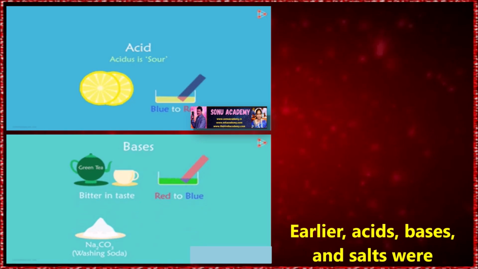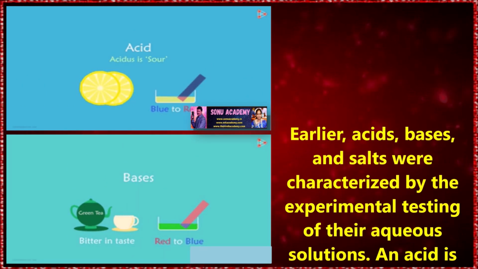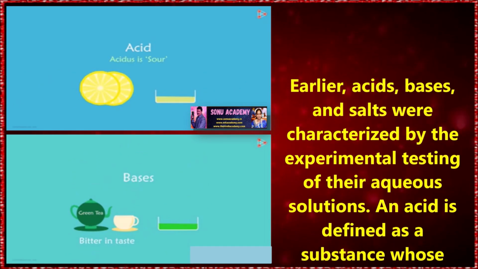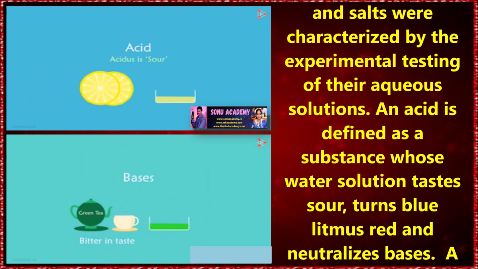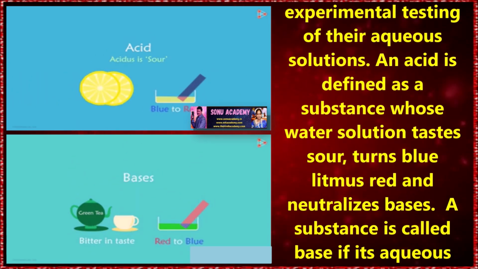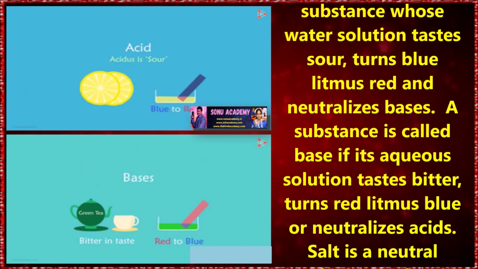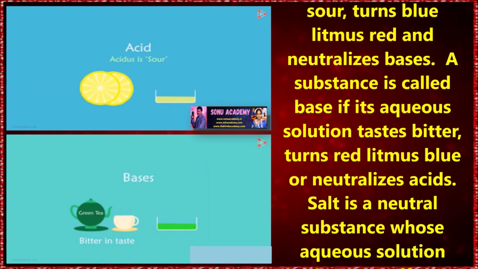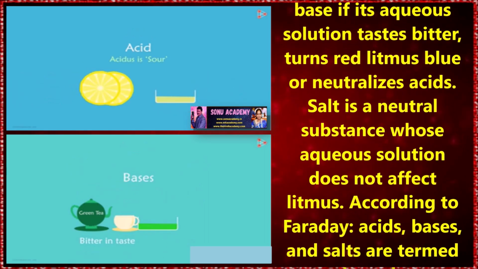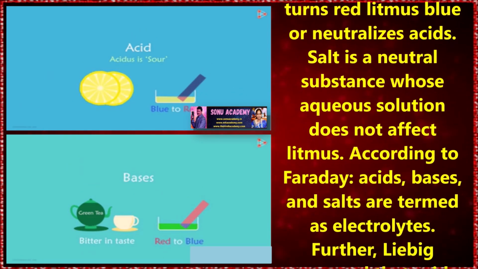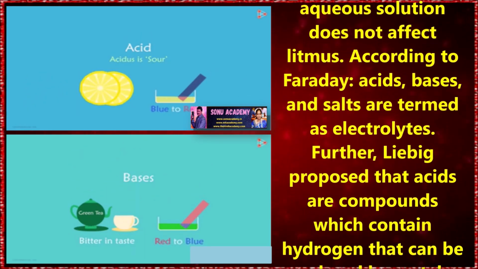Children, let us discuss the definition of acids, bases and salts. Earlier, acids, bases and salts were characterized by the experimental testing of their aqueous solutions. An acid is defined as a substance whose water solution tastes sour, turns blue litmus red and neutralizes bases. A substance is called a base if its aqueous solution tastes bitter, turns red litmus blue or neutralizes acids. Salt is a neutral substance whose aqueous solution does not affect litmus.